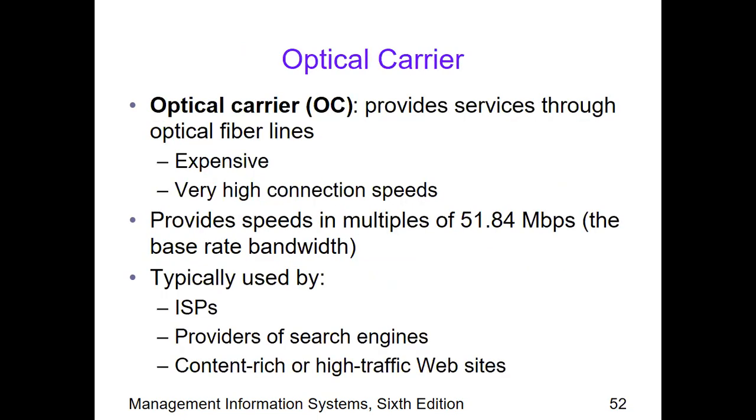Optical carrier or OC provides services through optical fiber lines. It is expensive and has very high connection speeds. It provides speeds in multiples of 51.84 megabits per second, the base rate bandwidth. It is typically used by ISPs or internet service providers, then providers of search engines, in other words, Google, then the Internet Explorer team, the Mozilla Firefox team, and the like, or content-rich or high-traffic websites.